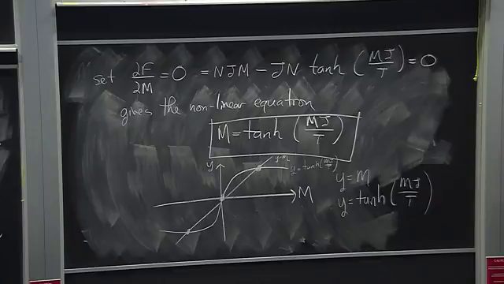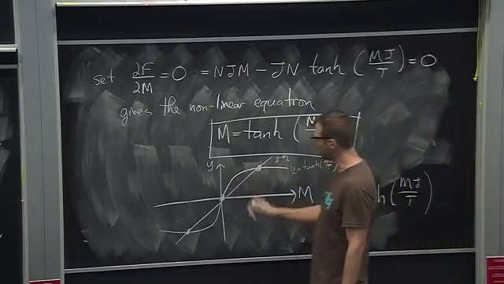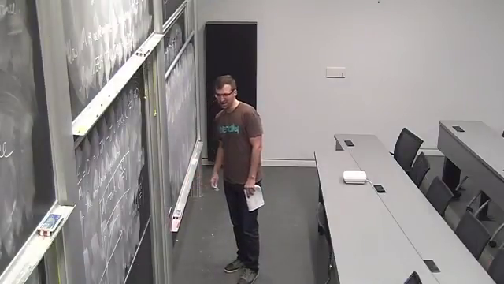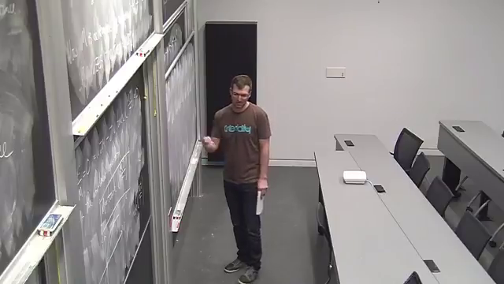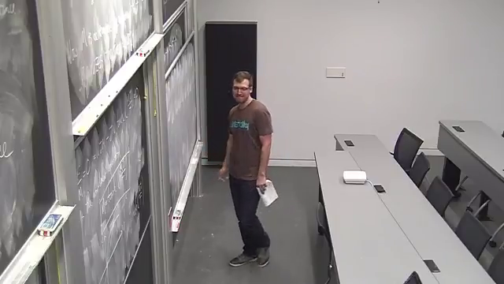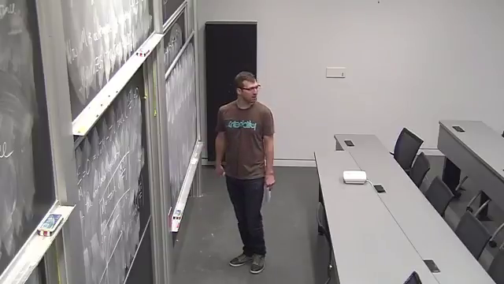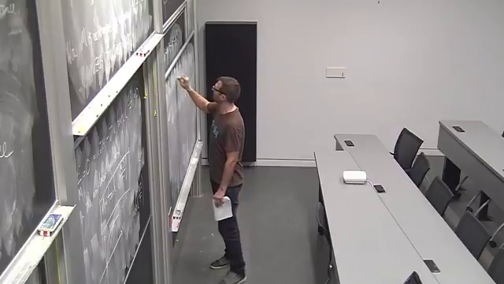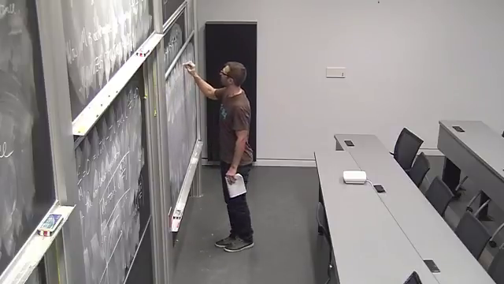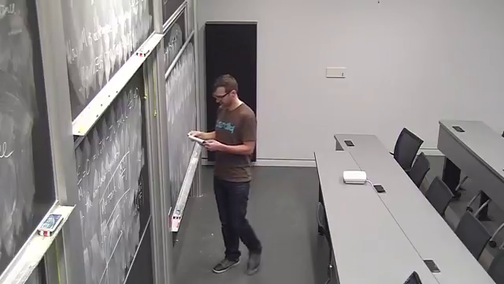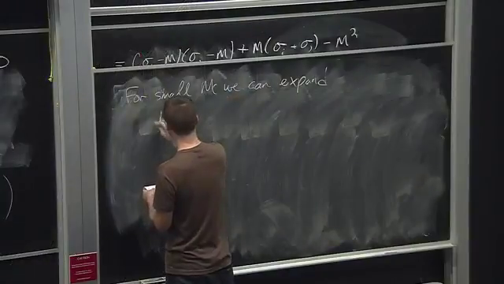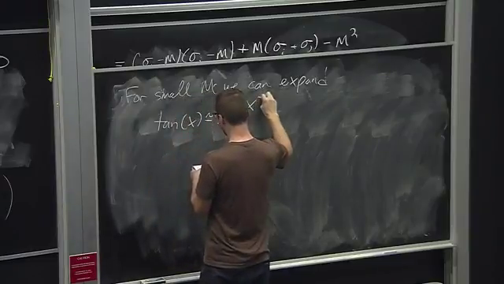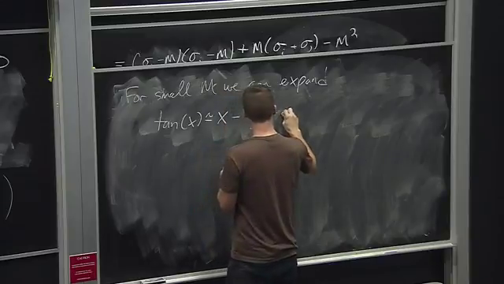If we're near the transition point, which is where these two curves, where you lose those two solutions, then the magnetization should be small, right? The magnetization is moving down that curve. So for small magnetization, we can expand out the hyperbolic tangent. I'm only going to use the first term of the expansion right now, but we'll use the second one later.